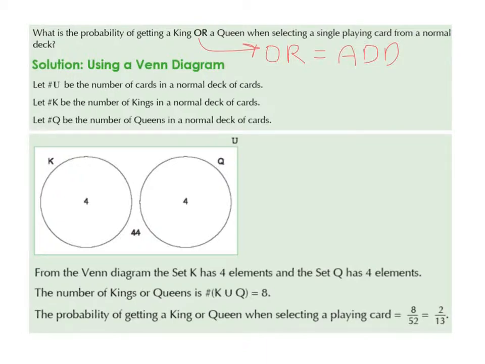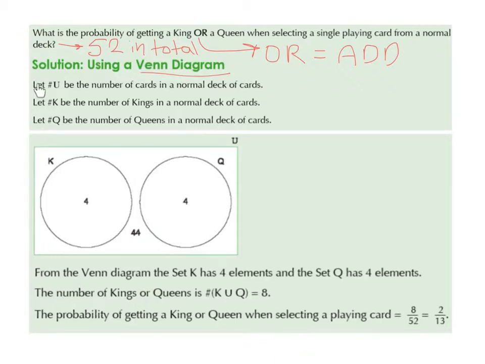It's very important to note that in probability, OR means add. And in a normal deck of cards, there are 52 cards. Okay, so there's a few ways we can answer this question. The first way is using a Venn diagram.